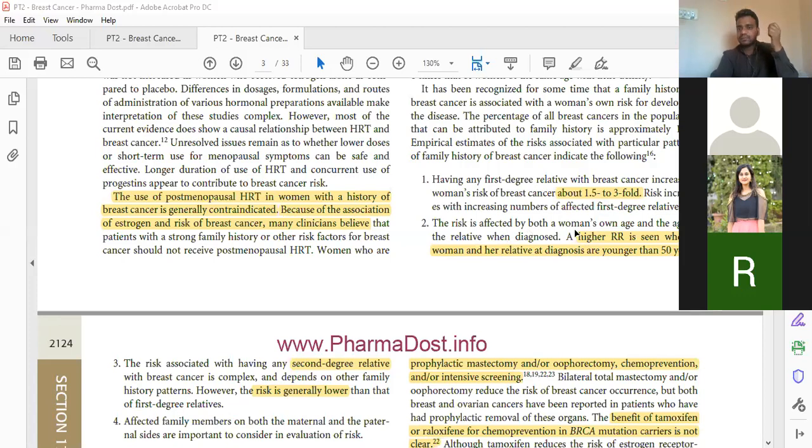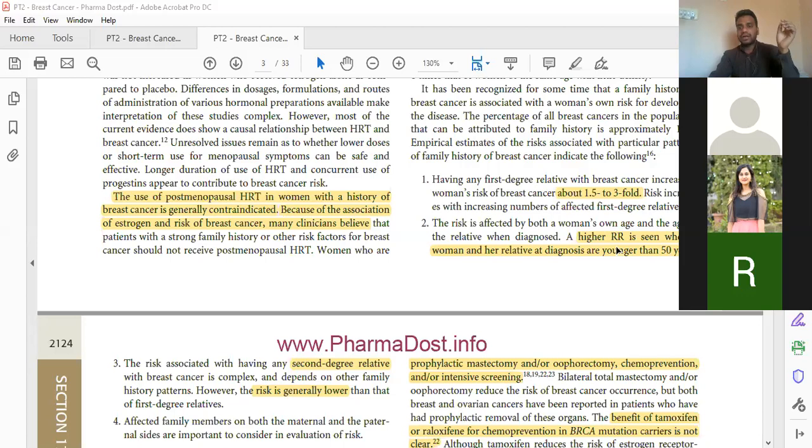The risk is affected by both a woman's age and the age of the relative when diagnosed. I mean, in the family, if someone is diagnosed with breast cancer, at what age they got diagnosed, and what is the woman's or the patient's own age. Okay, so these two factors are considered to quantify the risk.